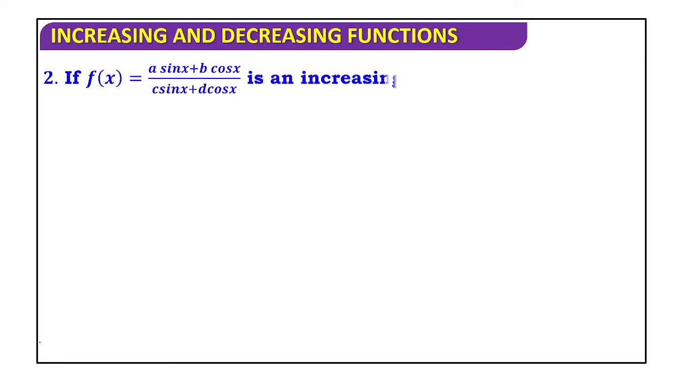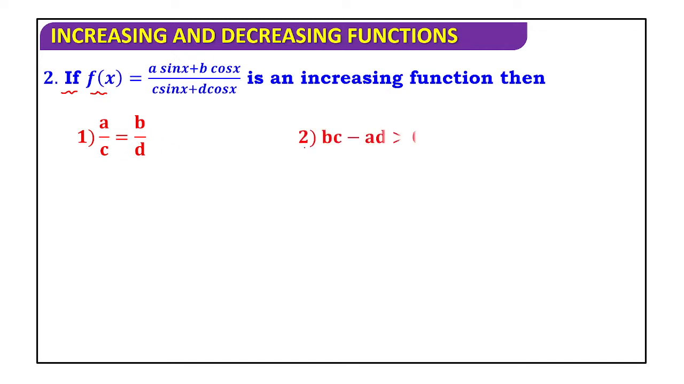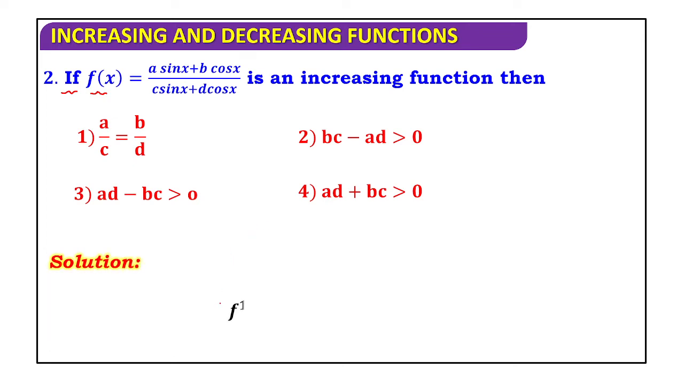Now we shall see the second problem, that is, if f of x equals (a sin x plus b cos x) divided by (c sin x plus d cos x) is an increasing function, then a by c must be equal to b by d, bc minus AD must be greater than 0, AD minus BC must be greater than 0, AD plus BC must be greater than 0. So this is a straightforward problem from the result that AD minus BC must be greater than 0.